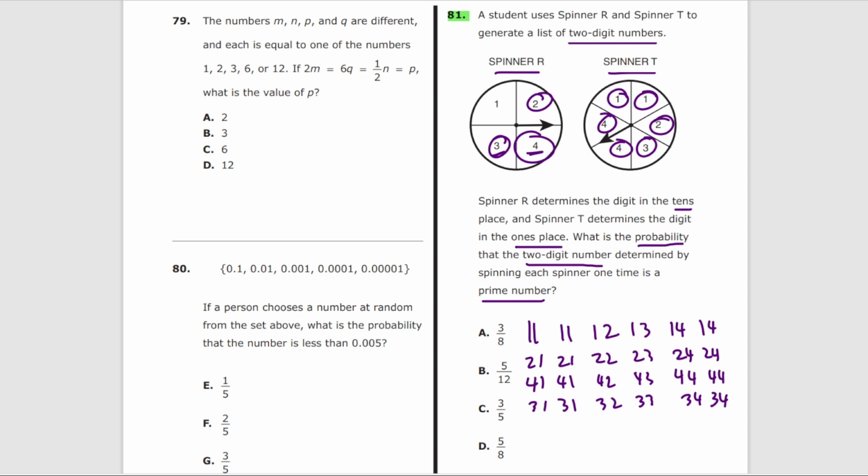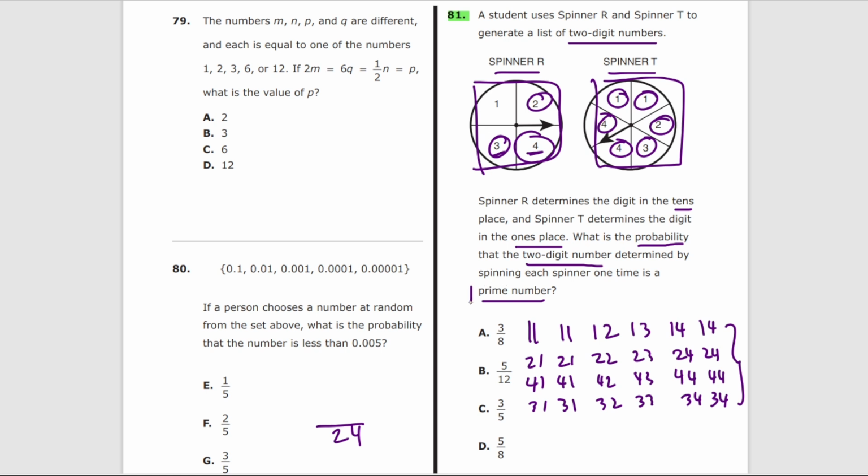Now we need to compose a fraction. How many options do we have in total? Well, it's 4 options here and 6 options here. 4 times 6, 24. 24 on the bottom. We can also go ahead and just count how many we have here. So 24.